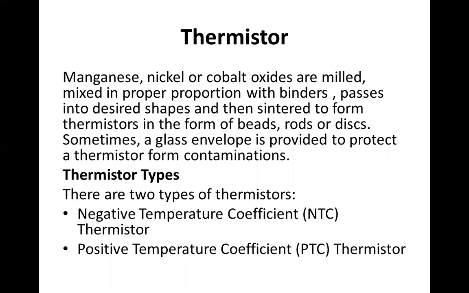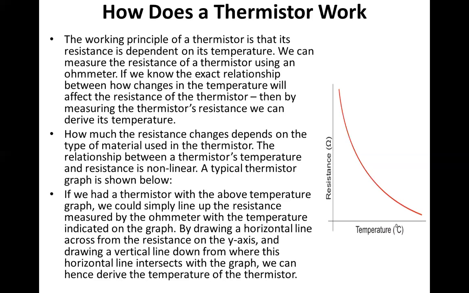Manganese, nickel or cobalt oxides are milled, mixed in proper proportion with binders, pressed into desired shapes and then sintered to form thermistors in the form of beads, rods or discs. Sometimes a glass envelope is provided to protect a thermistor from contamination. Thermistor types. There are two types of thermistors: negative temperature coefficient thermistor and positive temperature coefficient thermistor.